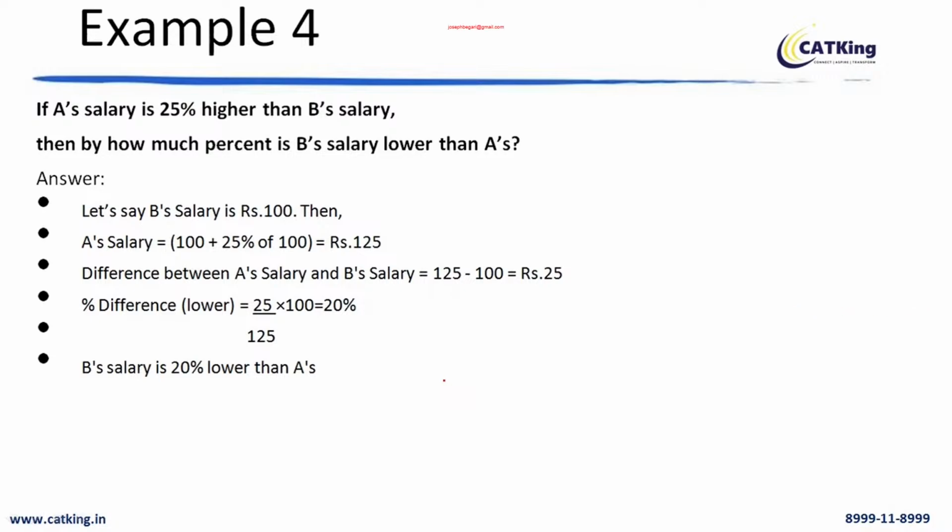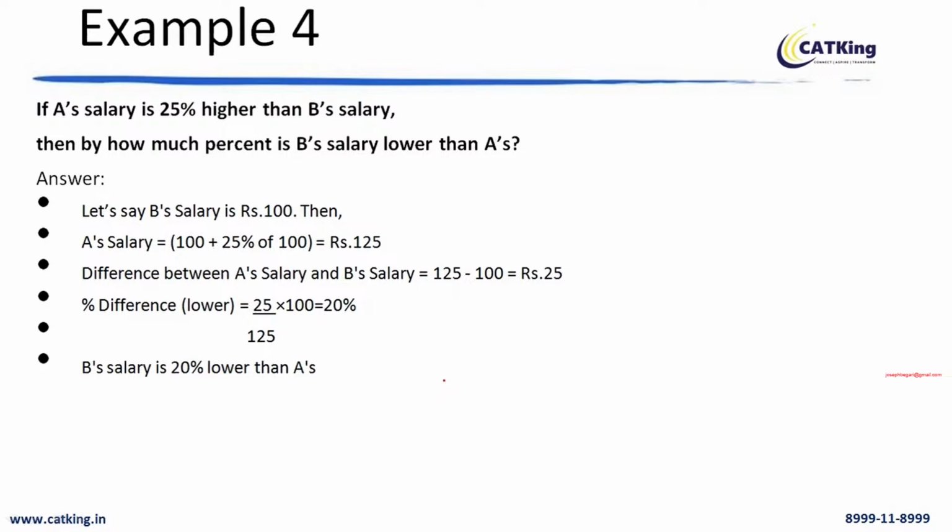So let's say B's salary is 100, A's salary becomes 100 plus 25% higher, so plus 25% of 100, that is 125. Now the difference between A's and B's salary is 25. The percentage decrease, percentage lower, is basically 25 upon 125. Why 125? Why A's salary? Because you have to compare it with A's salary.